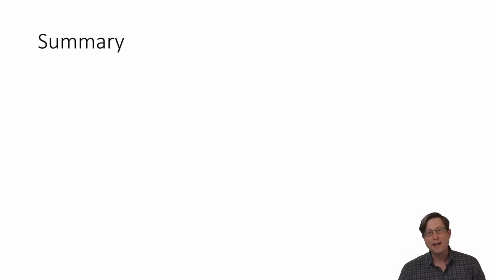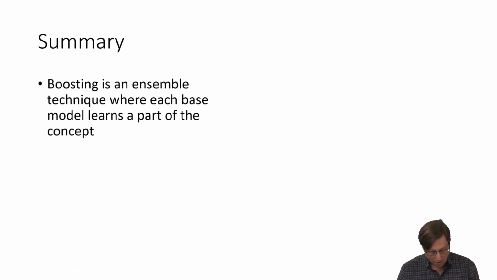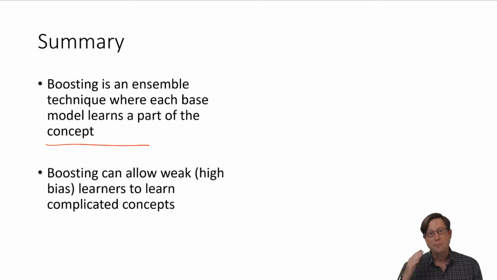But before all of that, let me give you a little summary. Boosting is an ensemble technique where each base model learns a part of the concept. And boosting can allow weak learners, or ones that have very high bias for the concept in question, to learn very complicated concepts quite well by forcing each model to learn the part of the concept that the previous models couldn't get at. So at the limit, your very simple, weakish learner is learning just a tiny bit of the concept, and that's all it really needs to do. And it's okay if it gets everything else wrong. Those are all sample weighted way down because other people have already gotten them right.